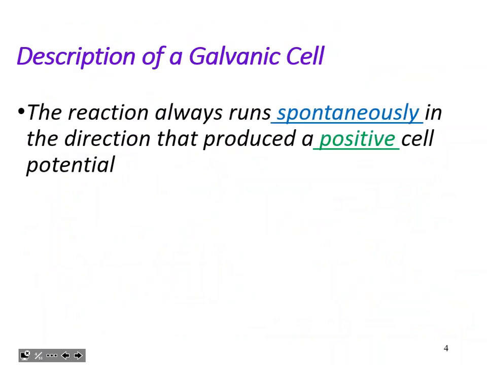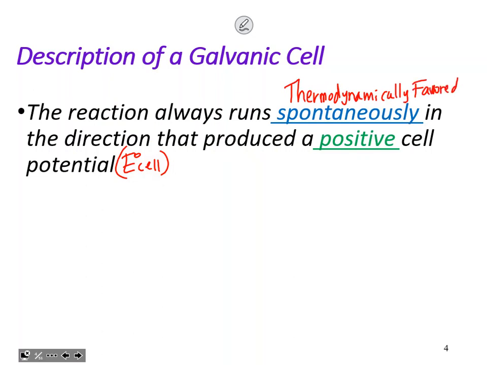All right, description of the galvanic cell. The reaction always runs spontaneously in a direction that produces a positive cell potential. So when we say positive cell potential, we're talking about the E cell here. That's what we're referring to, positive cell potential. And when we say spontaneously, the better term probably would be thermodynamically favored. That's what we want to say as well, that for a galvanic cell, it needs to be thermodynamically favored and have a positive E cell. So that's the basic description of the galvanic cell.